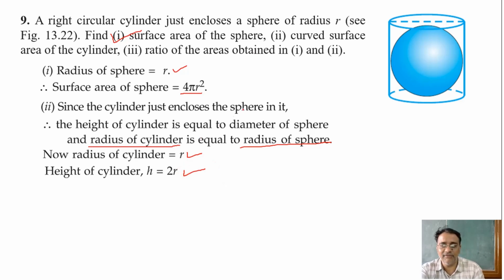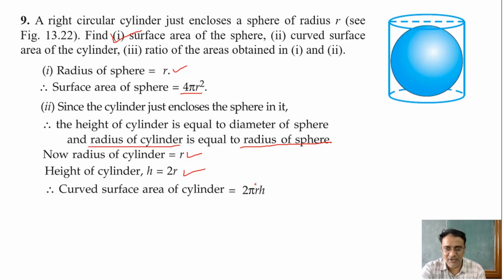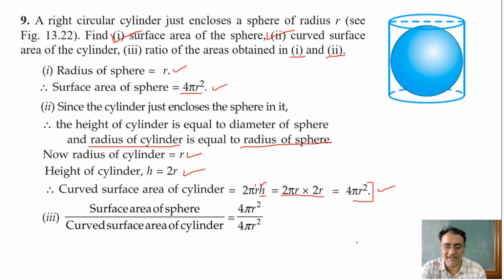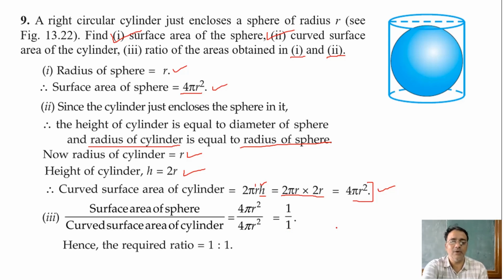Okay, now we will find the curved surface area, that is 2 pi rh. In the formula 2 pi rh, the value of h is 2r, which we are going to substitute. So we are getting 4 pi r square. This is the final answer for the second part. Now we have to find the ratio of the areas obtained in the first and second. In the first we got 4 pi r square, in the second we got the same answer, 4 pi r square. So what is the ratio? 1:1. Right, very good. So 4 pi r square upon 4 pi r square, both will cancel and we get 1:1. Therefore, the required ratio is 1:1.